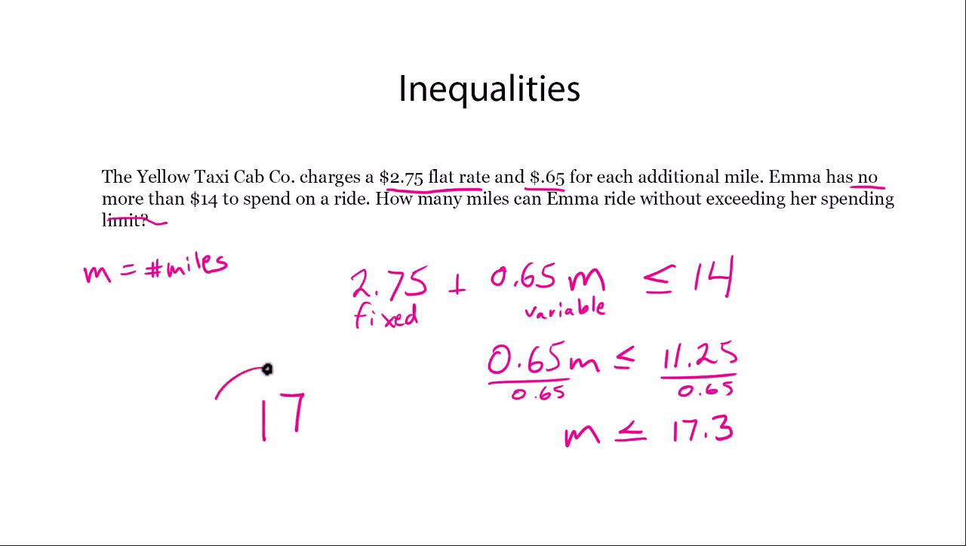So a lot of times inequality problems require you to either truncate, get rid of that remainder or fractional amount, or possibly round up. In this case, we're getting rid of it because you can only buy a whole number of miles. She can go a full 17 and not spend $14. But if she goes 18, she'll spend more than her budget. So she cannot buy that last mile. 17 is the correct answer. That's the maximum number of miles she can ride.